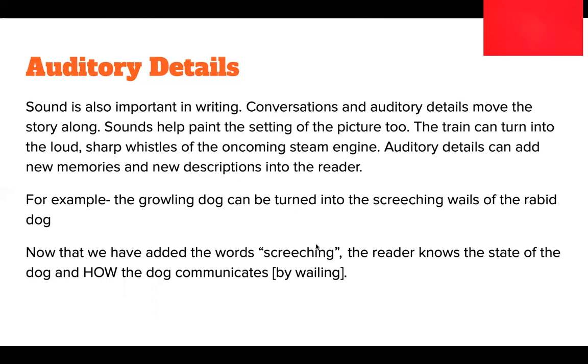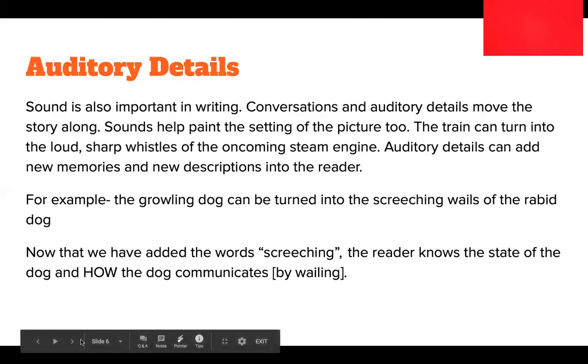Now, for example, the growling dog can turn into the screeching wails of the rabid dog. Now that we added the word screeching, which adds to the pain of the dog, as we can see, the reader knows the state of the dog and how the dog communicates by wailing. Without these words and these hearing details, we wouldn't know how the dog actually felt.